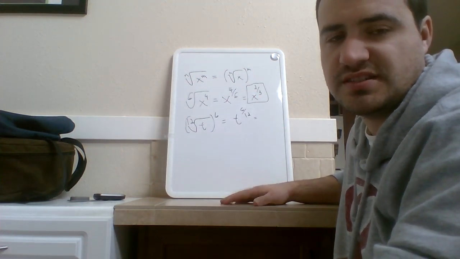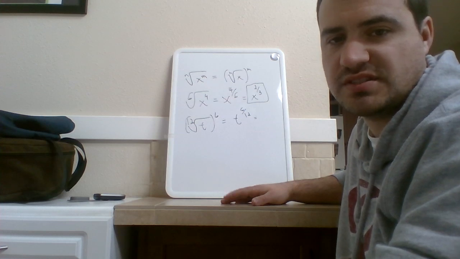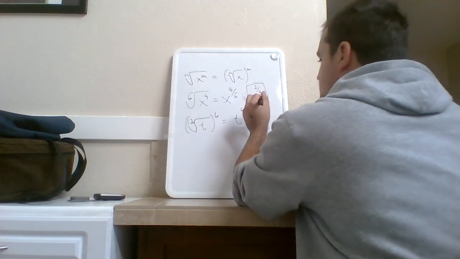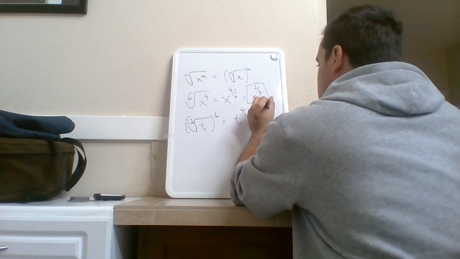And then t to the 6/12 can again be reduced, because both of those numbers are divisible by 6. So we can reduce this to t to the 1/2.